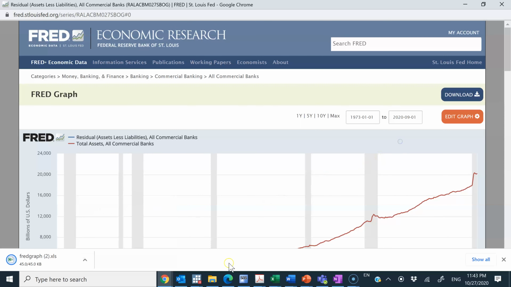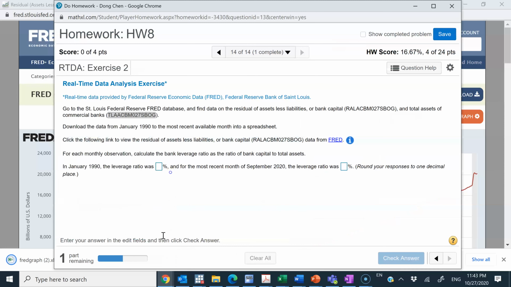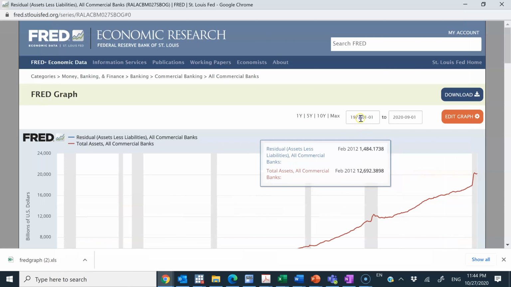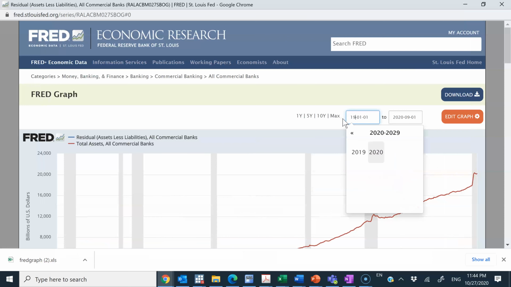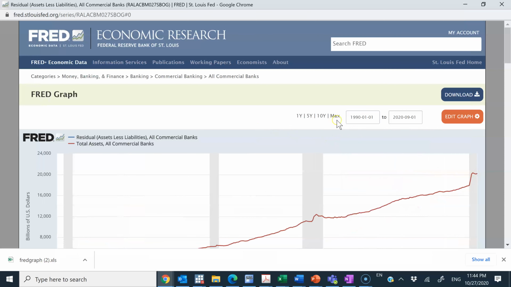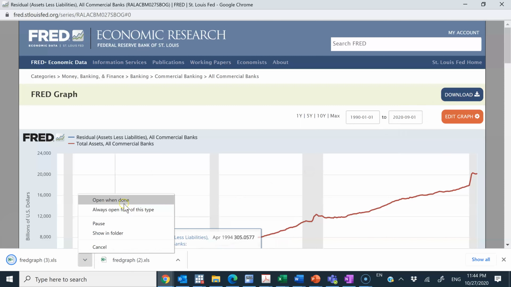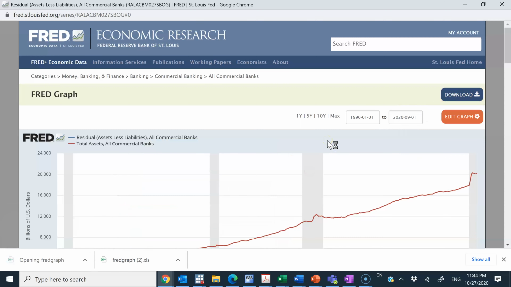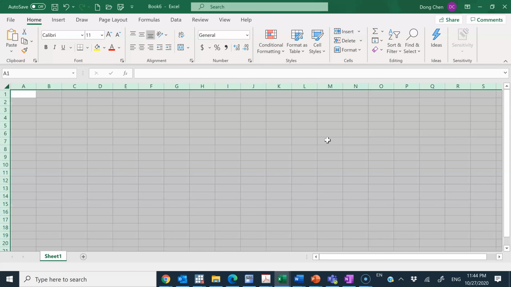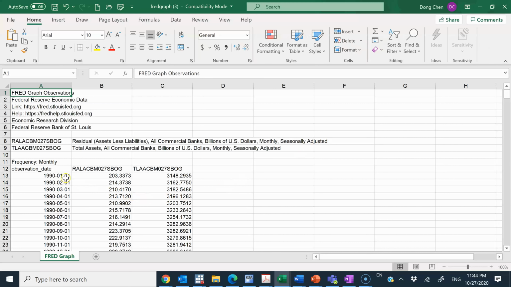So I think before we do that, we can go back. It also asks us to download data from January 1990. So I can limit this time period from January, following that requirement. Now I can download this into Excel and open it once the download is complete. So you can see that now I have both data series starting from January 1990.